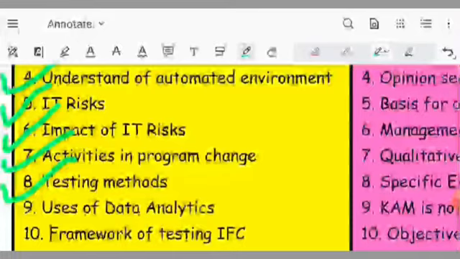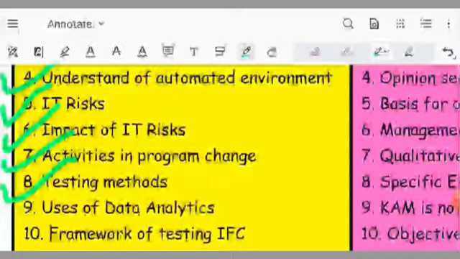Okay, then which method do we have to use? We have to use inquiry along with some other methods like observation, inspection, re-performance. If you have inquiry, then observe whether it is correct or not. Inquiry in combination with inspection means you inquire and then inspect whether it is correct or not, so that you can see. By that you can get the most effective and efficient audit evidence, right?